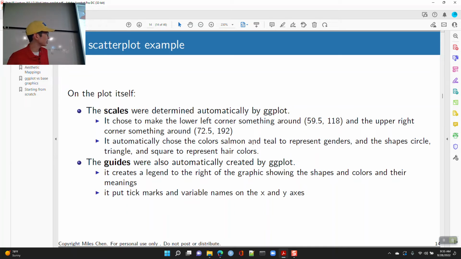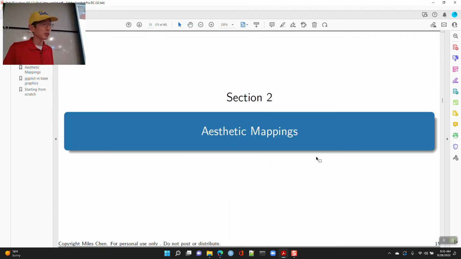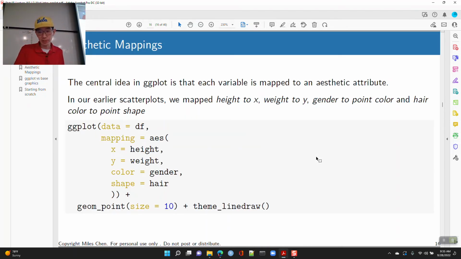Ggplot also automatically chose things like salmon and teal to represent the genders, but you can control that yourself, okay? It also chose the shapes circle, triangle, and square, and that's what we have, okay? And then the guides, the legends, and the tick marks, those were all automatically created by Ggplot. So Ggplot does a lot of this stuff automatically for us, and we are grateful for that, but a lot of these things we can also control ourselves. All right.